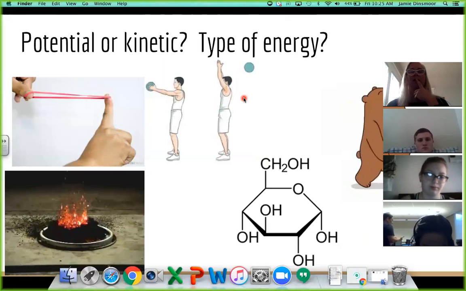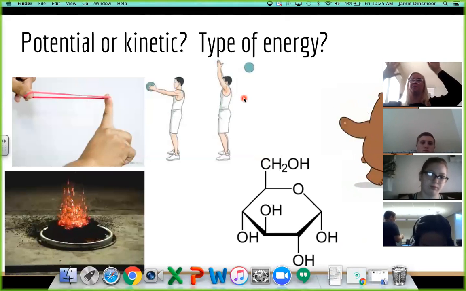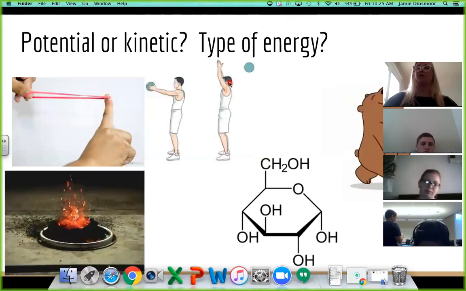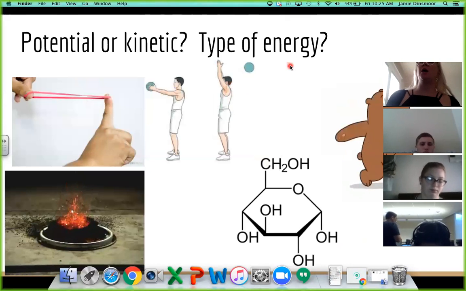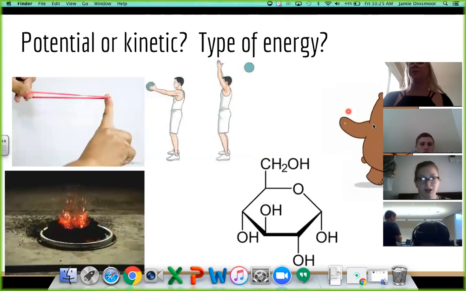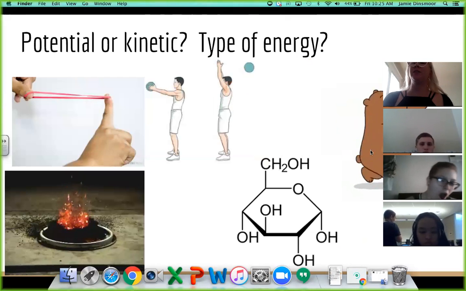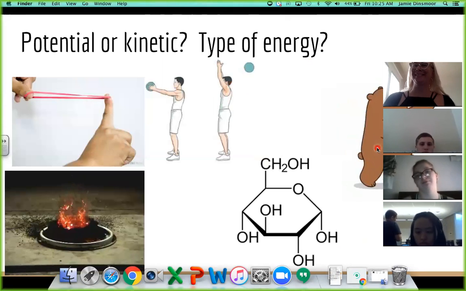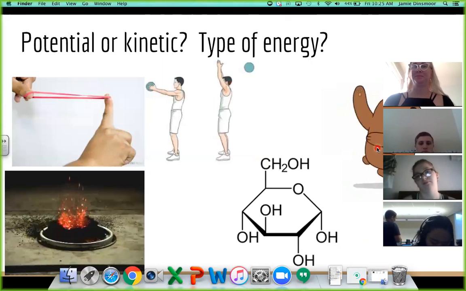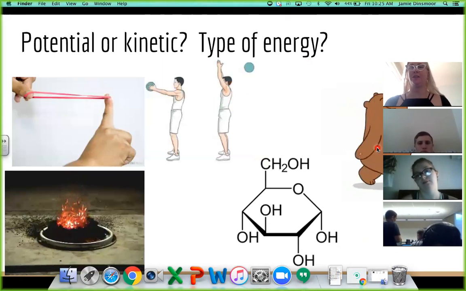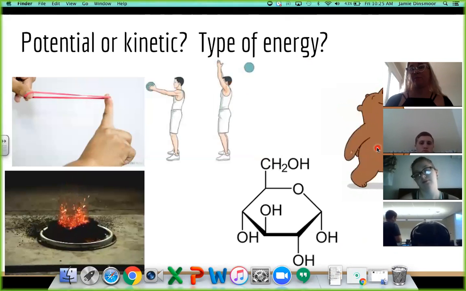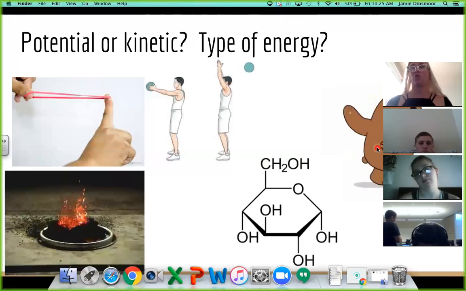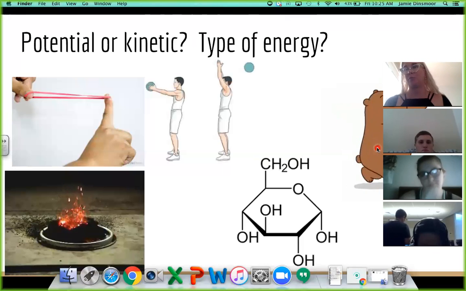I see 1s, excellent. It's kinetic, right? The ball's moving. He threw it backwards and it's moving. All right, what about this guy over here? What kind of energy is he displaying? Kinetic, right? He's moving. We would probably describe that as mechanical energy, right? Because it's just movement, mechanical movement of, in this case, the bear's body.